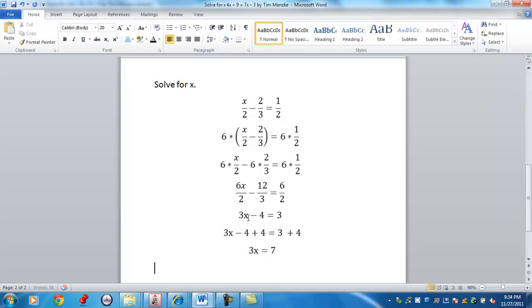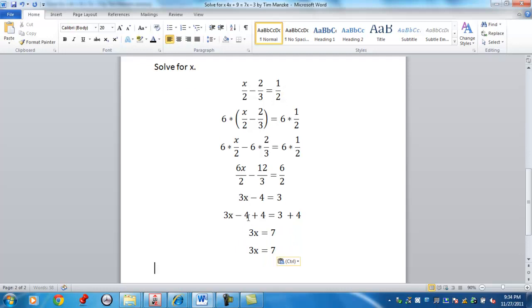The next thing I want to do is get rid of that 3 in front of the x, because I want x by itself. So what I'm going to do there is divide both sides by 3. And as a result, x is going to equal 7/3 as my final answer.